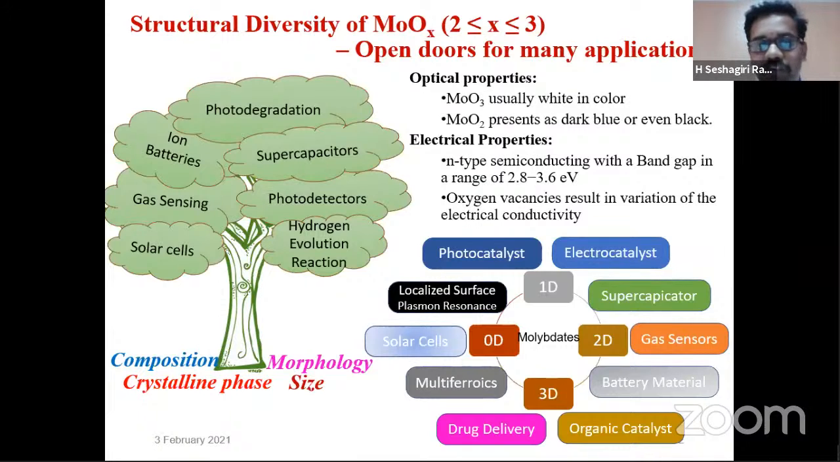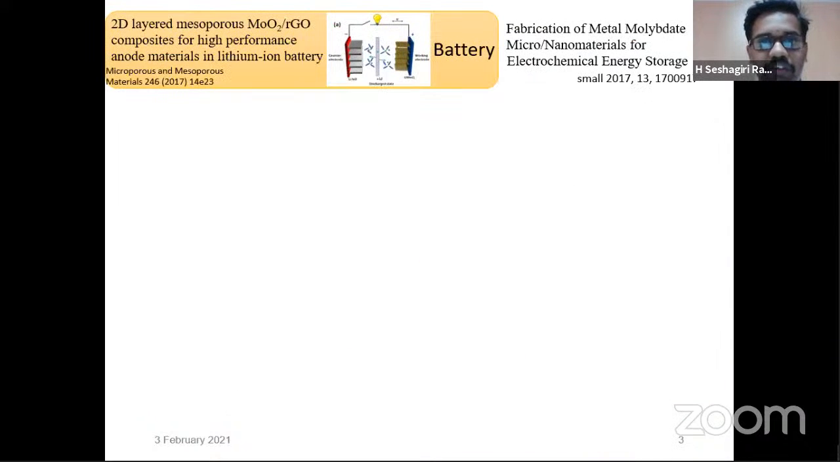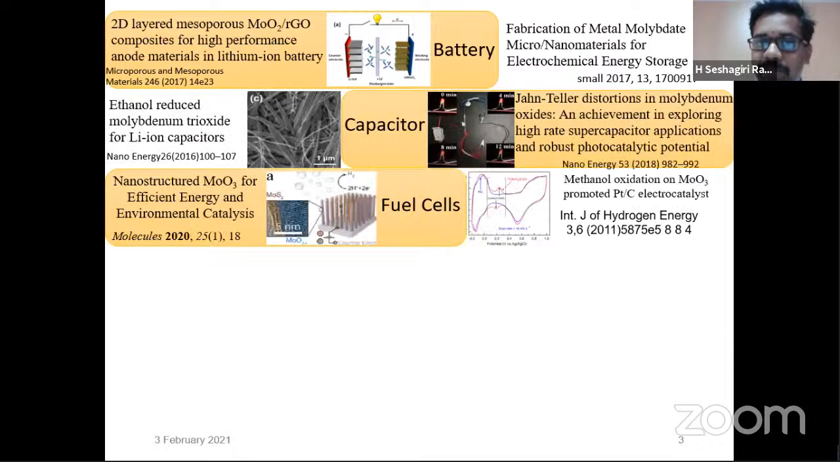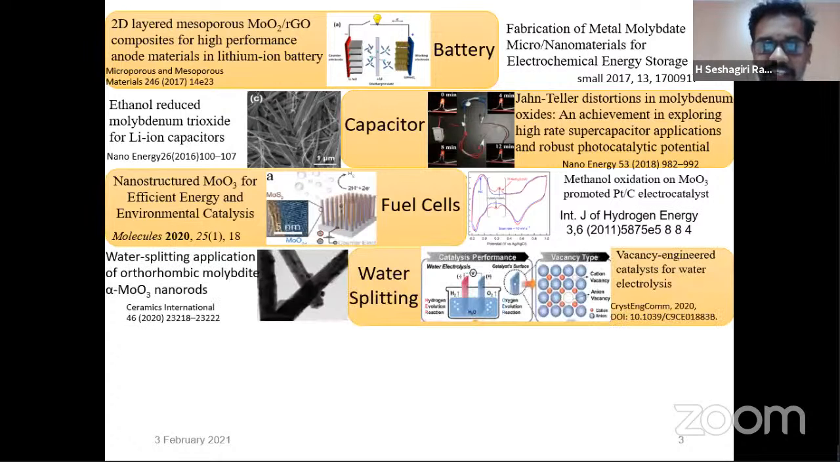Because of the composition, morphology, crystal plane, and size, we can see various applications of MoO3, and some of the noteworthy applications are listed here. In batteries, we can see the application of MoO3 on reduced graphene oxide, as well as in energy storage devices such as batteries and supercapacitors. Then in fuel cells, as well as in water splitting experiments.